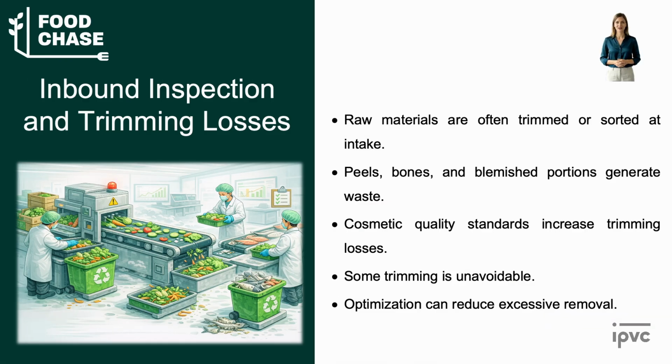At the start of processing, raw materials are frequently inspected, sorted, and trimmed. This generates waste such as peels, bones, or rejected portions. While some of this waste is unavoidable, especially inedible parts, excessive trimming driven by cosmetic standards or inefficient equipment can increase losses. Optimizing trimming operations helps reduce unnecessary waste while maintaining product quality.